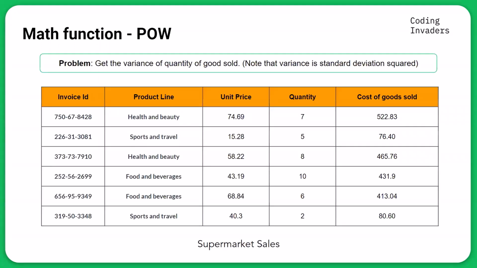Let us take an example again. Consider the supermarket sales table. Now you need to get the variance of quantity of goods sold. You may have heard the term variance before in statistics. Let's calculate it for the quantity column in our case. Variance is nothing but how much the values in a data set differ from the mean value. It is equal to the mean of the squared differences between each value and the mean value.